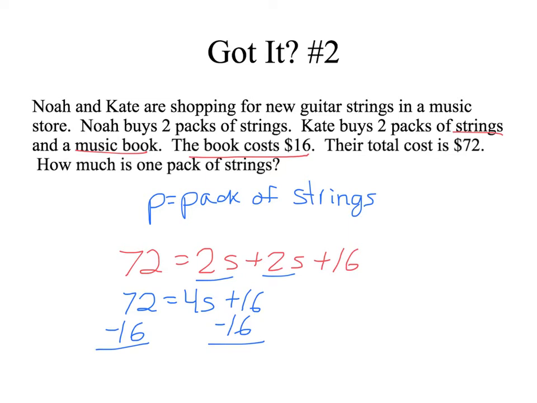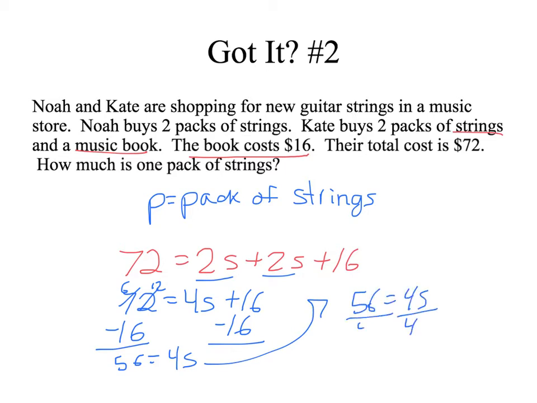Let's see. I don't have a calculator, so I'm going to make this 12, make this 6. 56 equals 4S. I'll put that over here. 56 equals 4S. Divide both sides by 4. And we have S equals $14. 56 divided by 4 would be $14.